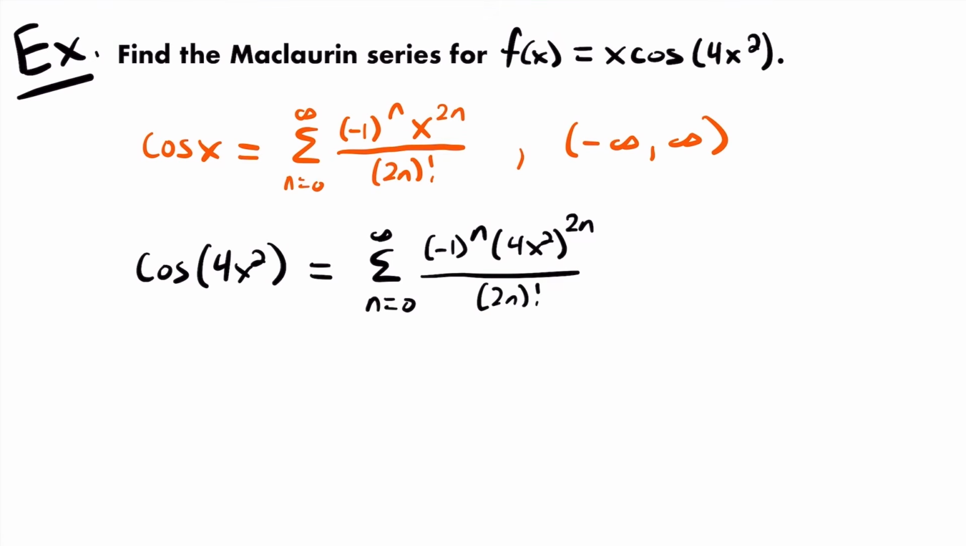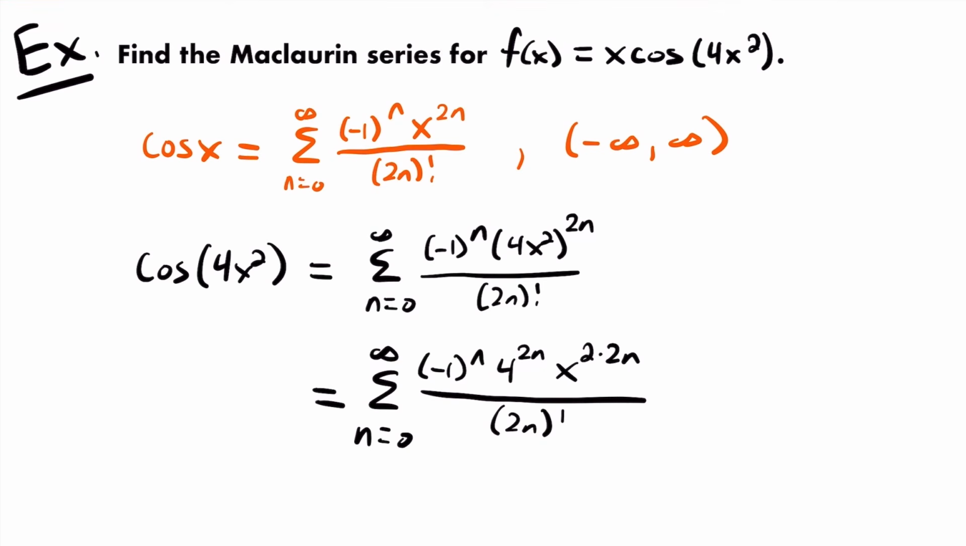Now we can simplify a little bit. We can take both 4 and x squared to the power of 2n. So this would be equal to the sum from n equals 0 to infinity of negative 1 to the power of n times 4 to the power of 2n times x squared to the power of 2n. But taking x squared to the power of 2n would be the same as multiplying those exponents. So we would have 2 times 2n, okay? And then that would be divided by 2n factorial. Now 2 times 2n will be 4n, so I'm just going to erase that, and we will have 4n as our power of x, and now we're almost done, right?